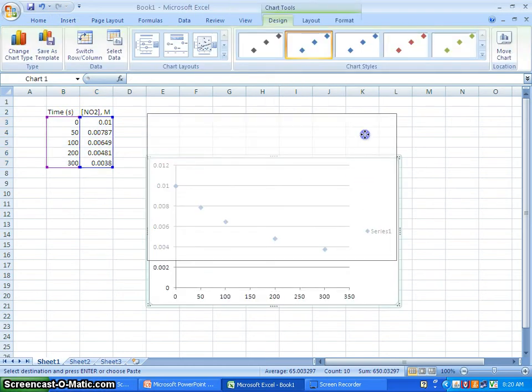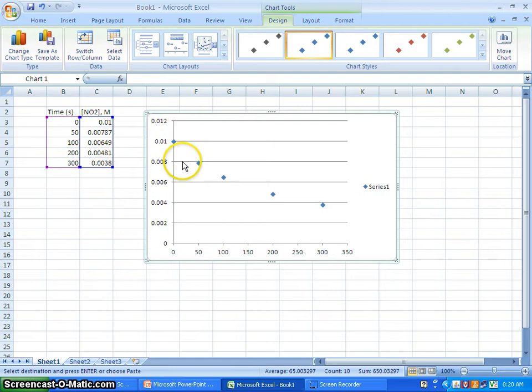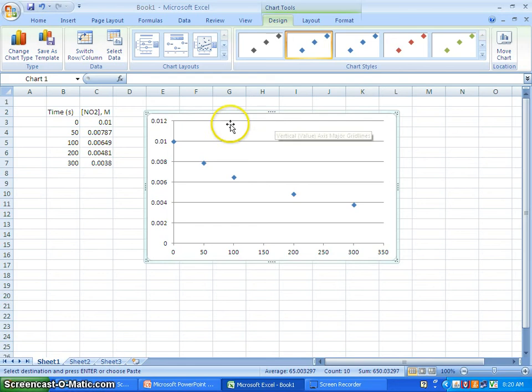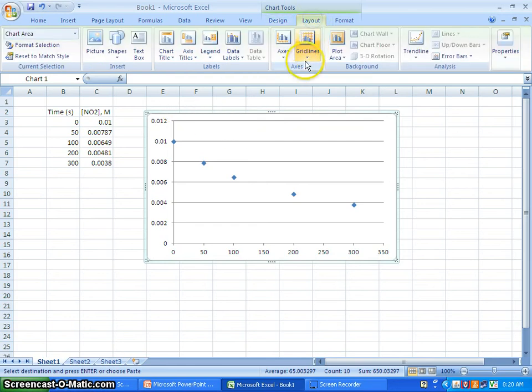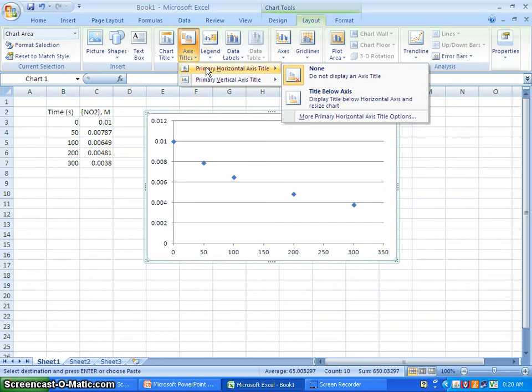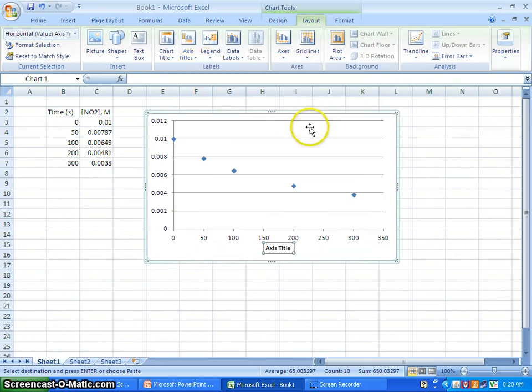Now, your graph should look something like this. You'll see kind of an exponential growth. I always delete the series box because it doesn't really tell you any information. And just a little bit about Excel to show you how to put your axes titles in. Click on axes titles, primary horizontal axis. I'm going to do the title below. Time in seconds.